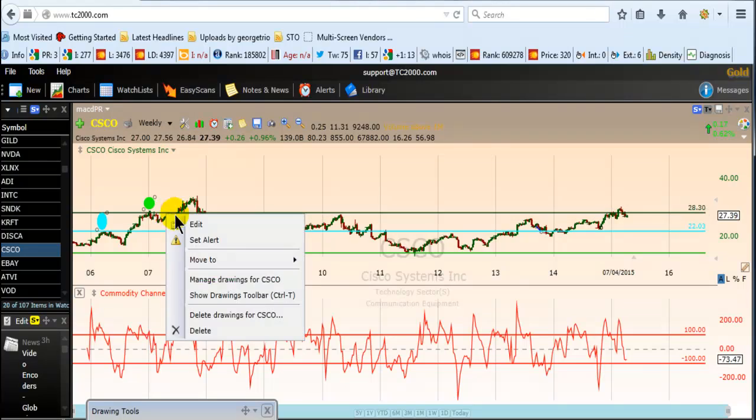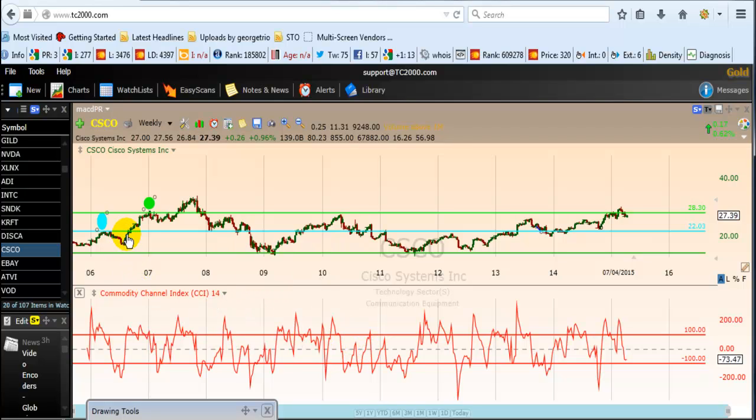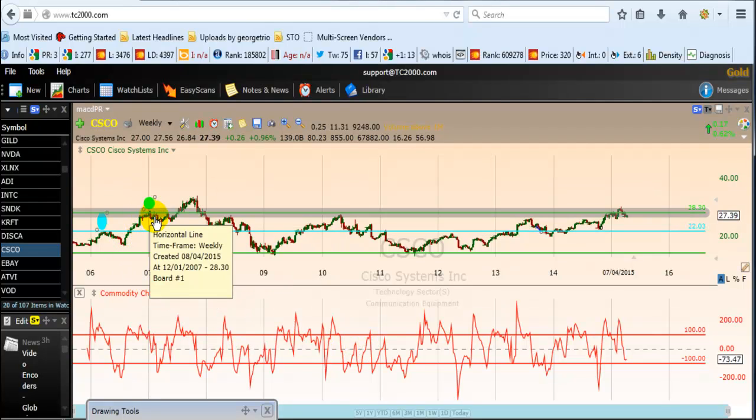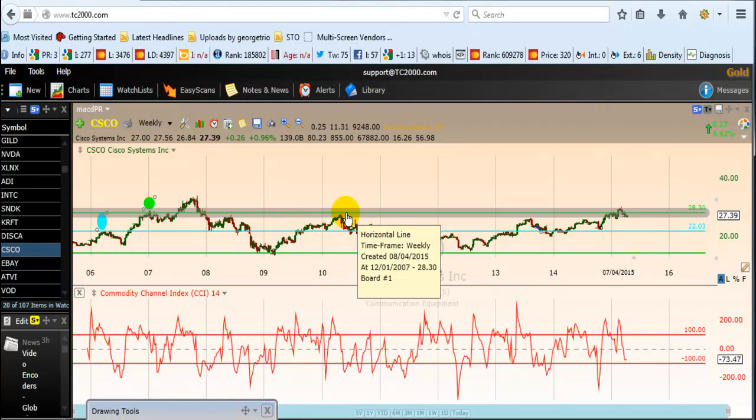I draw another line here, and I will color it green. You can see the price went up again and changed direction here, a little bit here. It is also a resistance level. So the green line is also a resistance level.